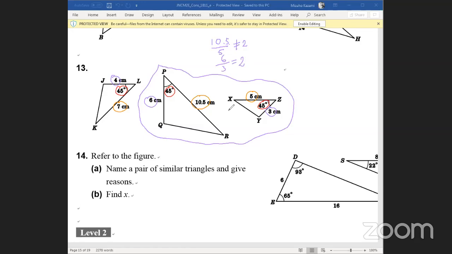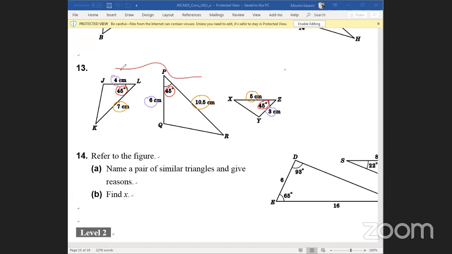But 10.5 divided by 5, of course, is not 2. Therefore, definitely these two values are not equal. Therefore, they are not the pairs. They are not the pair I need. They are not similar. Then I will check the other pair. Then in this case, maybe I check this one. Someone just suggested this one.